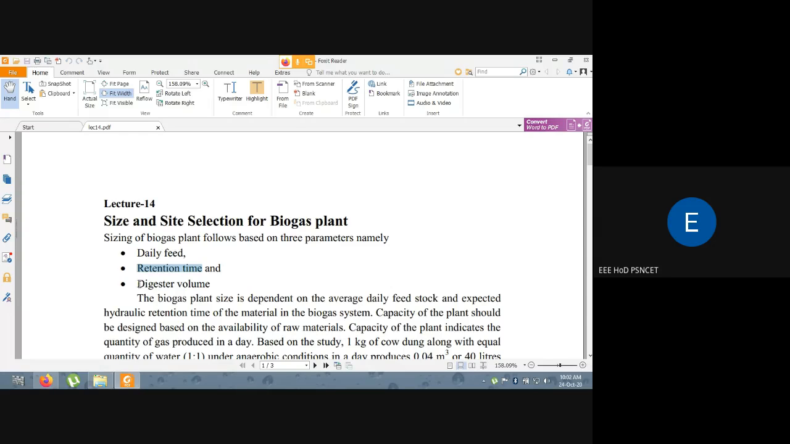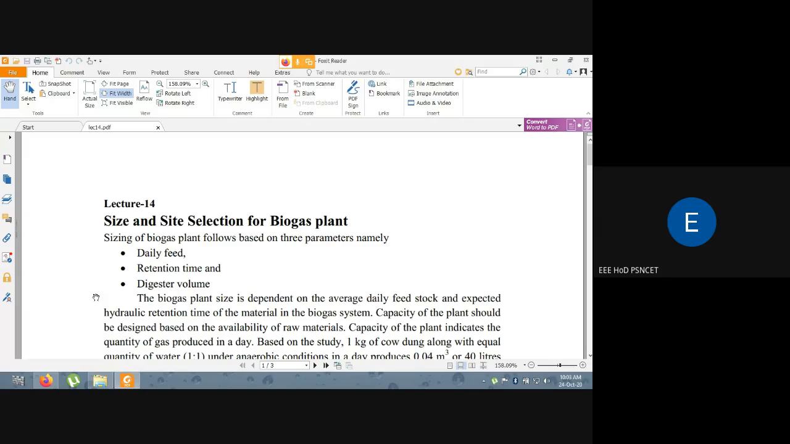Okay, then the next thing is digester volume. It means the size of the cylindrical digester. We have seen yesterday there is a huge cylindrical shaped digester where the anaerobic fermentation process is taking place. Depending upon the availability of the cow dung, the digester volume will be fixed. So we will discuss these three points elaborately.